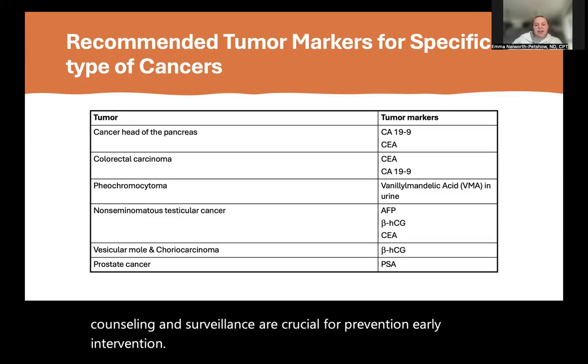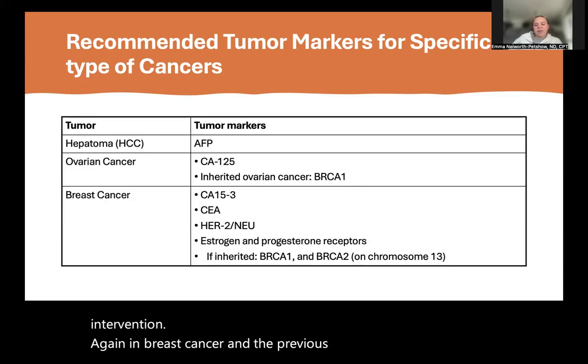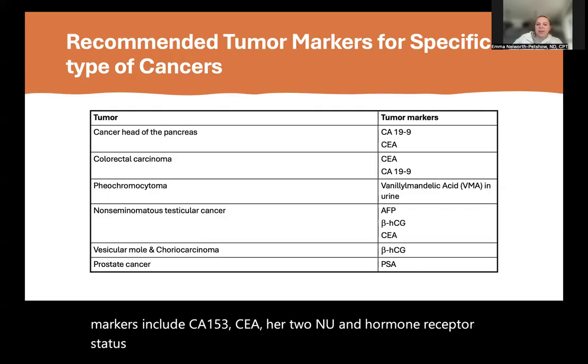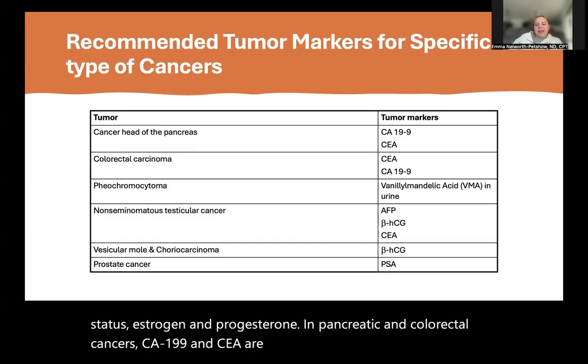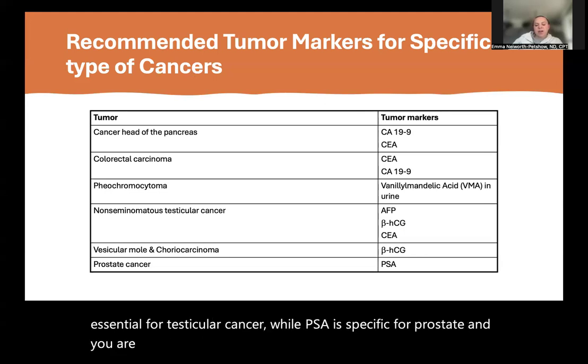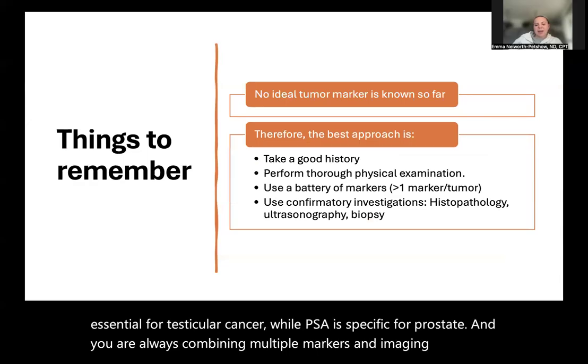Again, in breast cancer, on the previous slide, commonly measured markers include CA15-3, CEA, HER2/neu, and hormone receptor status, estrogen and progesterone. In pancreatic and colorectal cancers, CA19-9 and CEA are key. Beta-HCG and AFP remain essential for testicular cancer, while PSA is specific for prostate. And you are always combining multiple markers and imaging to improve diagnostic accuracy.